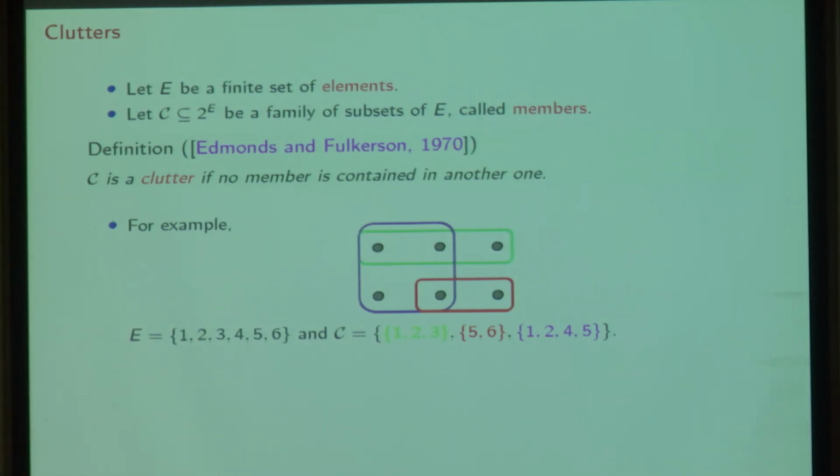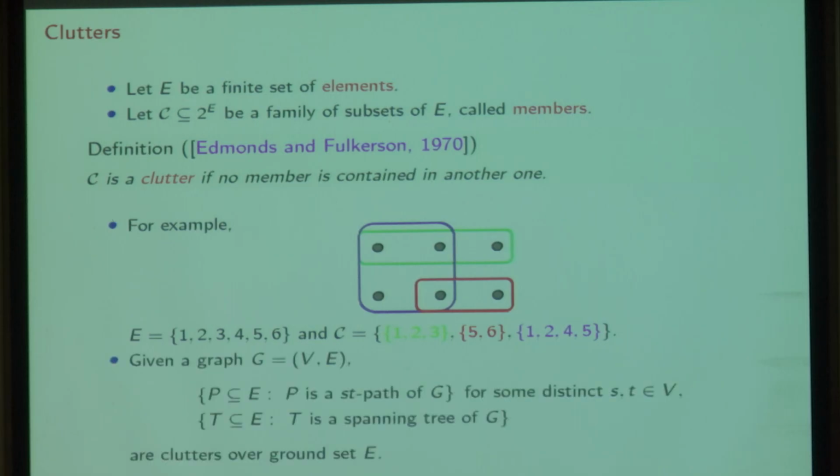There are many nice examples in graph theory. So you take 2 vertices S and T, and look at S-T paths; they're also inclusion-wise minimal. And also, if you collect all spanning trees in a graph, it also forms a clutter.